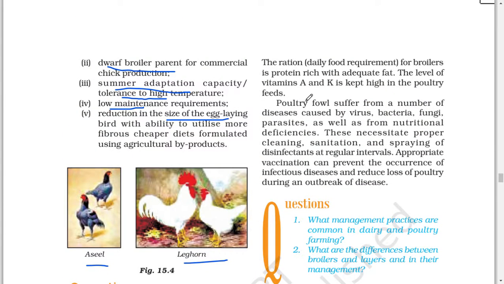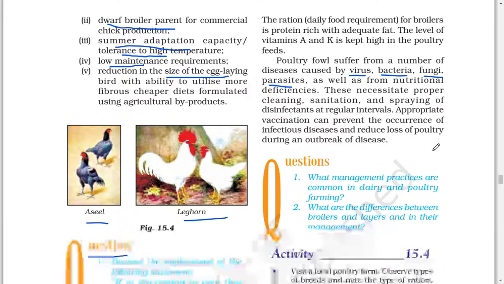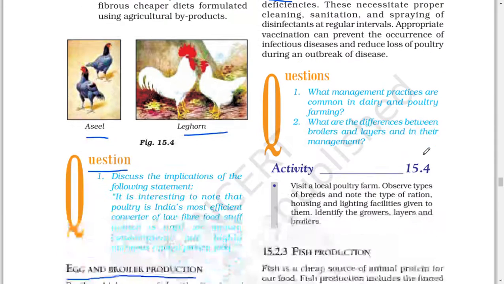The daily food ration for broilers is protein rich with adequate fat. The level of vitamins A and K is kept high in the poultry feed. Poultry fowl suffer from a number of diseases caused by viruses, bacteria, fungi, parasites, as well as from nutritional deficiencies. This necessitates proper cleaning, sanitation, and spraying of disinfectants at regular intervals. Appropriate vaccination can prevent the occurrence of infectious disease and reduce loss of poultry during an outbreak of disease.